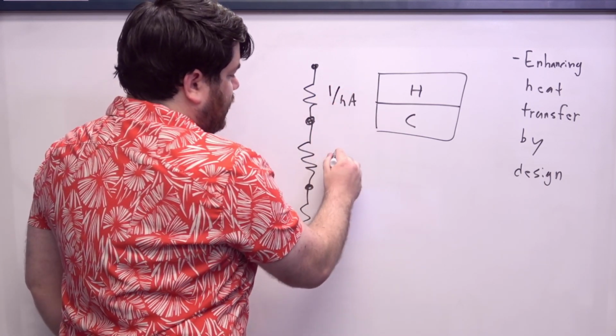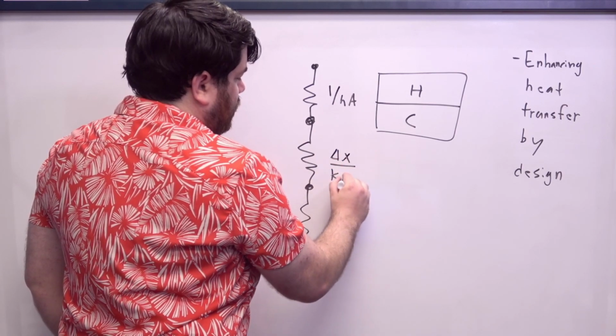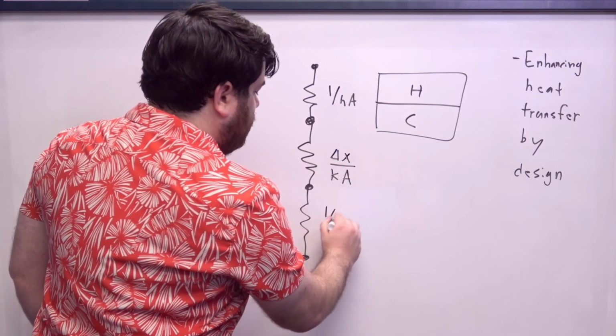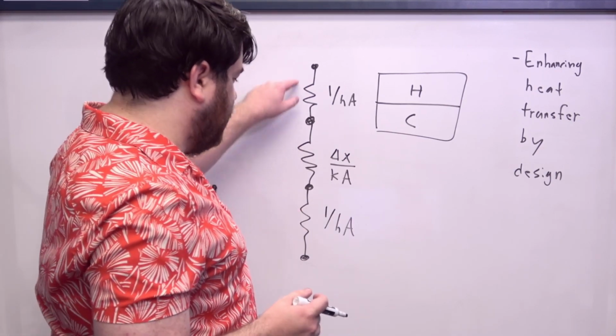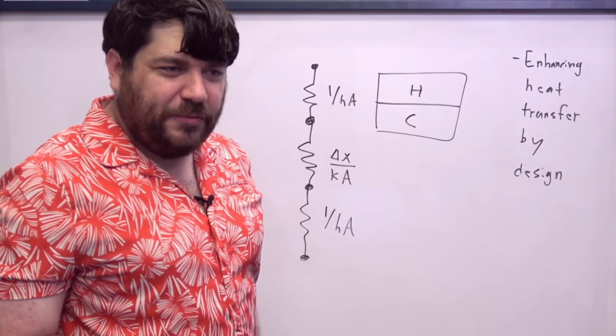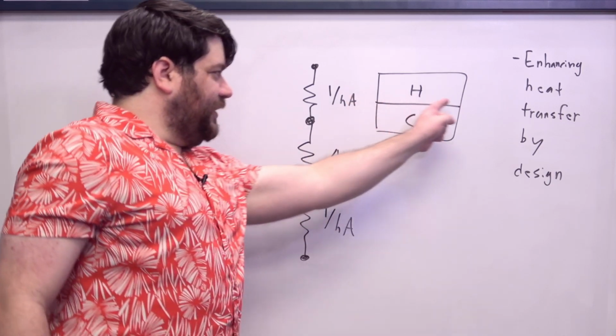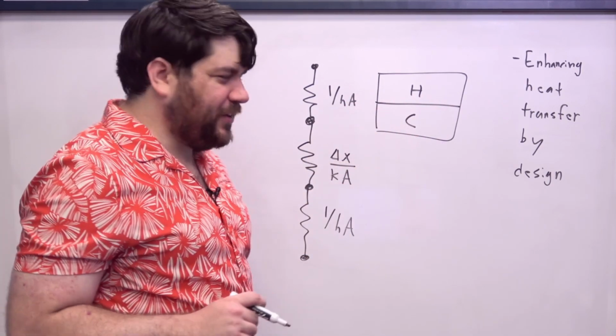We have a conductive resistance over here, and we have another convective resistance here. The point is supposed to be that these are representing the liquids themselves, and this is supposed to be representing the little sliver. Now here's the interesting thing, right?